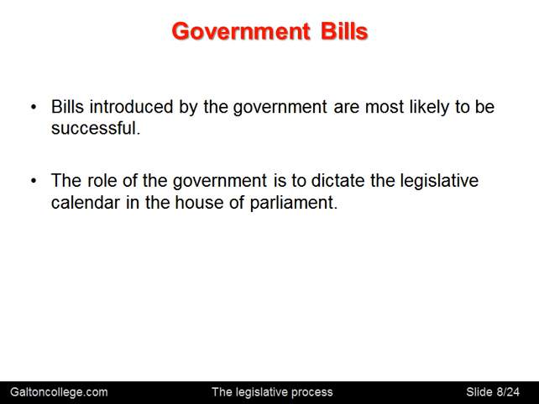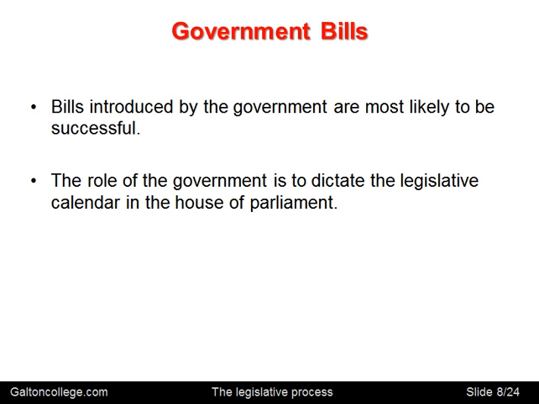Now, government bills. Well, bills introduced by the government are most likely to be successful, simply because the government has got a majority of supporters in the House of Commons. They've been elected by the people, so the chances are they're going to get their legislation through. It's going to be approved.